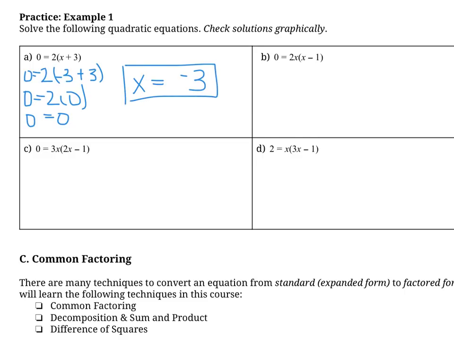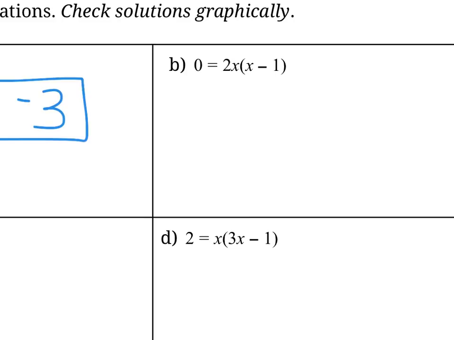Let's try it for the next guy. So now we've got 2 x's, and therefore we could have 2 solutions. And when I multiply this, 2x times x, is going to be x squared. We know this is going to be a quadratic then. Notice it's also factored. We've got two different terms that are multiplying against each other.